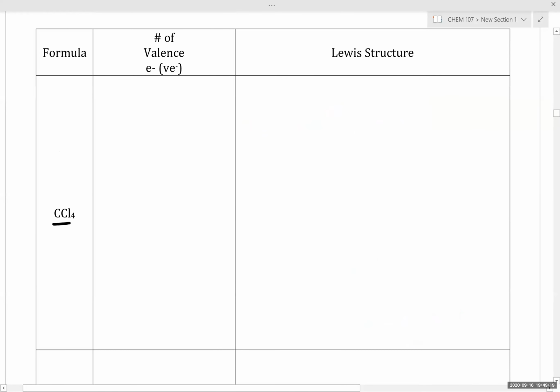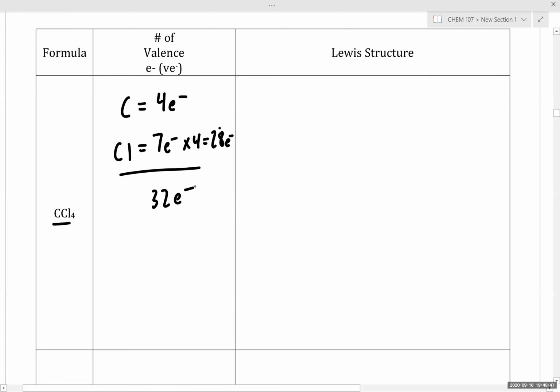And the responses that I saw were great, but let me walk us through once again the problem-solving process that I want us to use. So first, we count our valence electrons. So for carbon, we know it has 4 electrons. For chlorine, how many valence electrons does chlorine have? 7. Yep, exactly right. And we have 4 chlorine atoms. That gives us 28 electrons. If we add up our total, 28 plus 4 gives us 32.